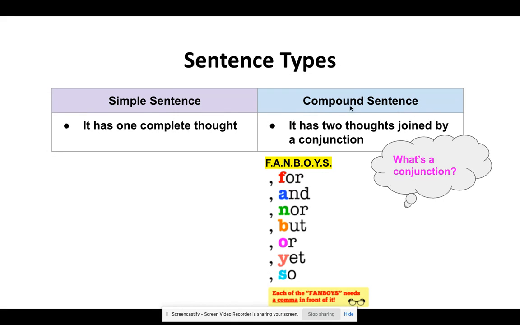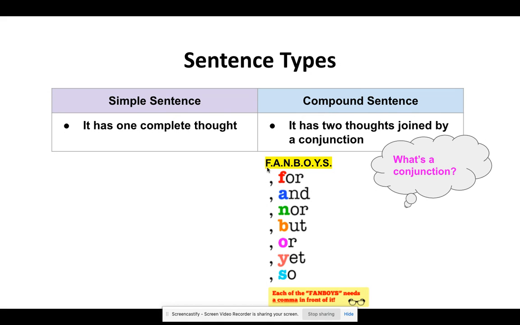Now, the other type of sentence I want to introduce you to today is a compound sentence. A compound sentence has 2 complete thoughts or 2 independent clauses that are joined by a conjunction. What's a conjunction, you ask?